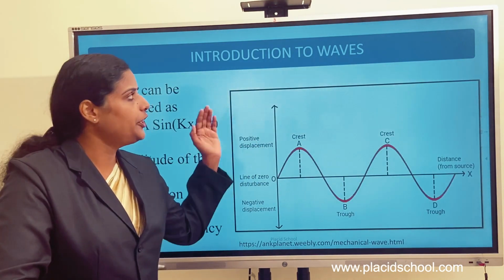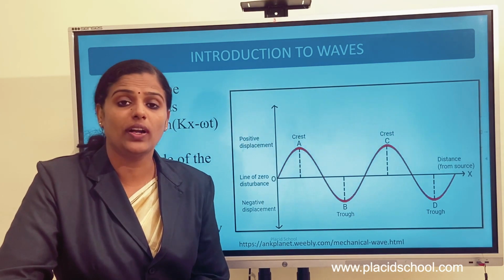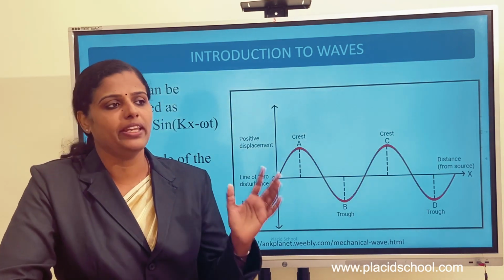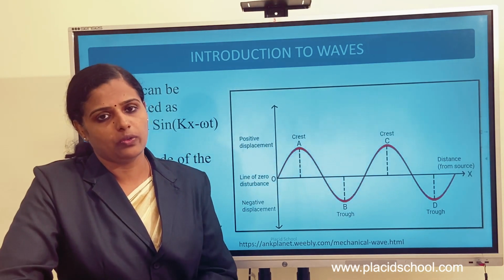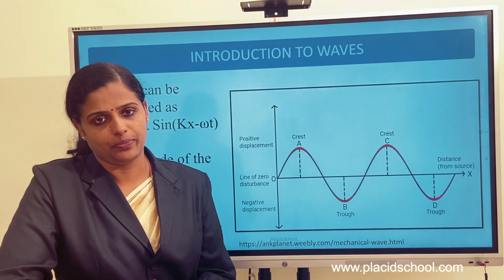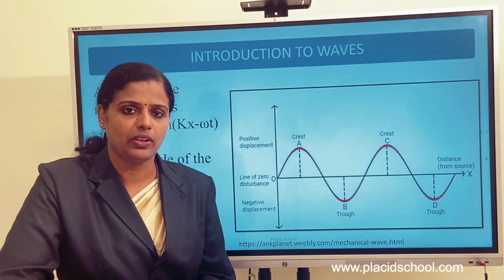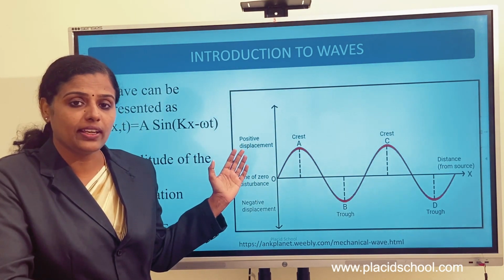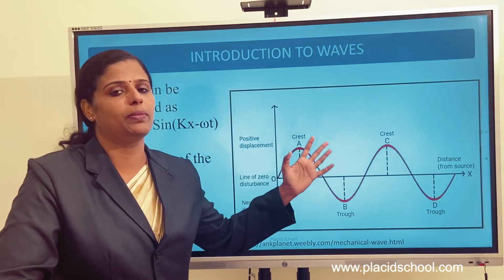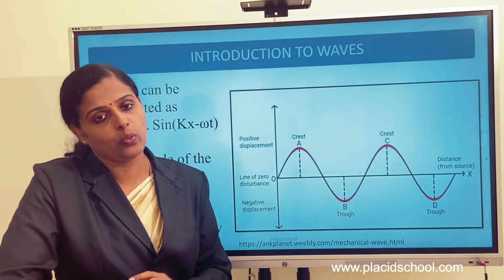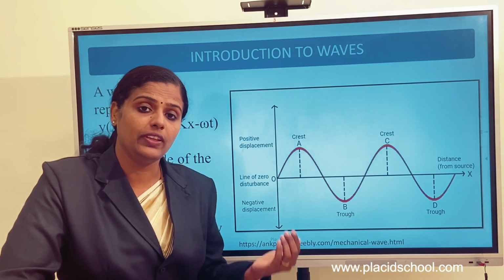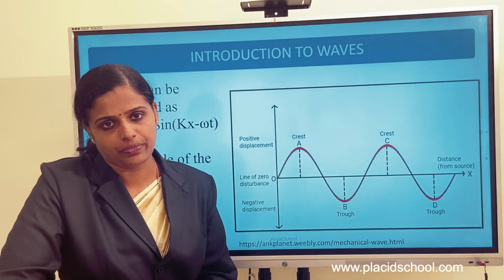Then comes the introduction to waves. What is a wave? In our daily life, we encounter many types of waves: the sound waves, the light waves, the radio waves, the microwaves, etc. Then what is a wave? A wave is a periodic disturbance or variation that transfers from one place to another. Or we can represent a wave as oscillations accompanied with transfer of energy.